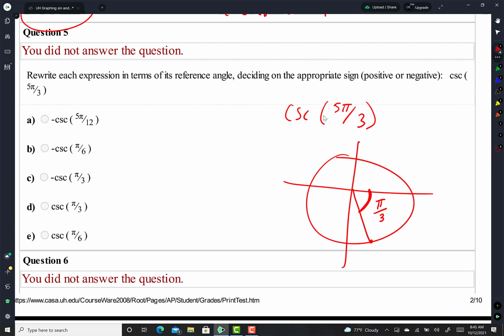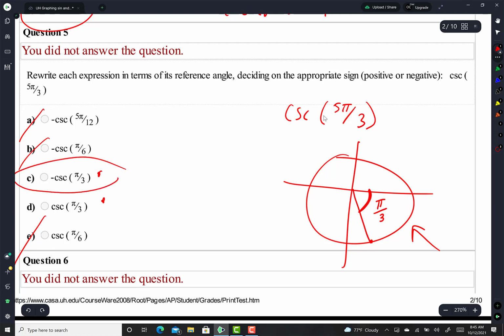This says to use your reference angle, right? It's between those two. Cosecant is the reciprocal of sine. Sine is negative in the 4th quadrant. So you're going to use letter C. See how we did it, guys?